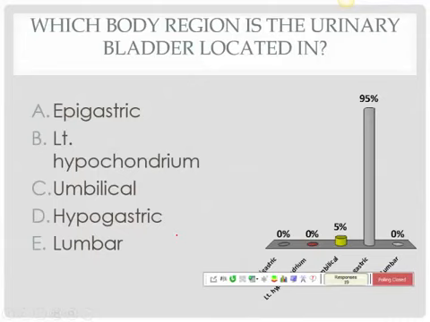Hypogastric, yes, very good. Hypogastric, not umbilical. Your urinary bladder only rises to your umbilicus when the urinary bladder is full and has about 500 ml of fluid inside. But otherwise, it's a totally pelvic organ. Only in a very, very small child is it abdominal. Otherwise, it's pelvic and it lies in the hypogastric region.